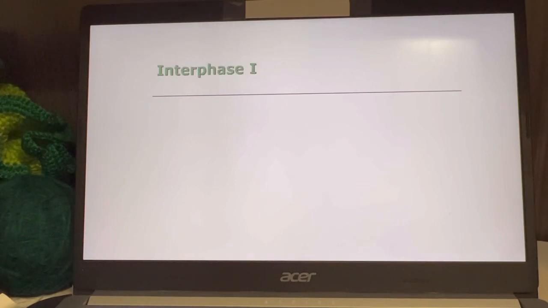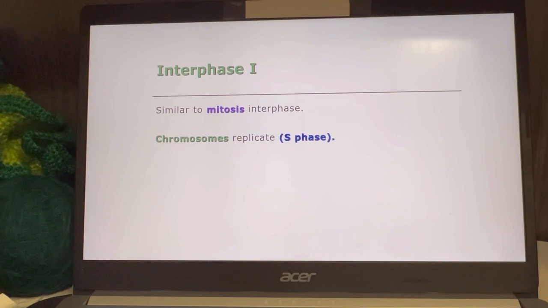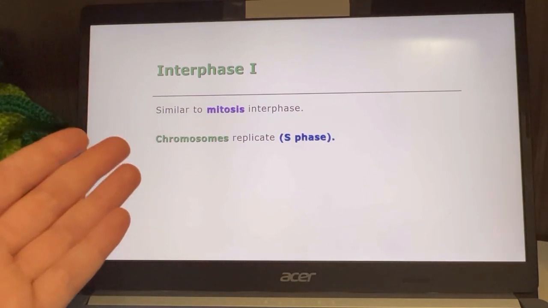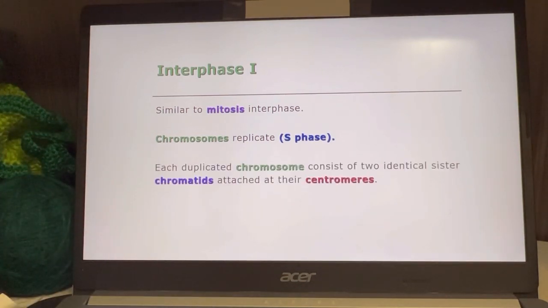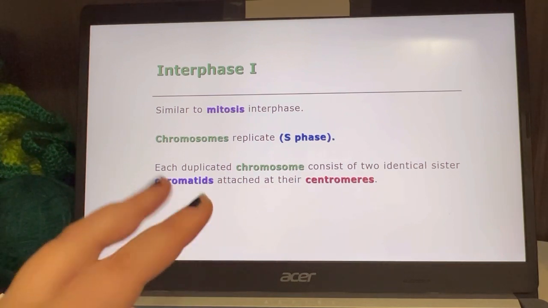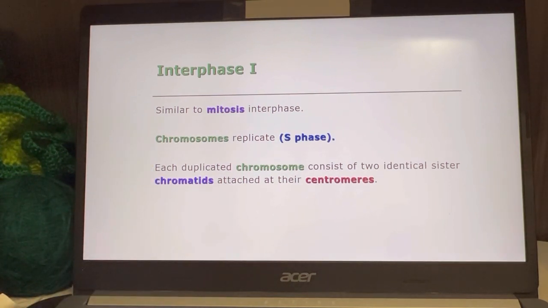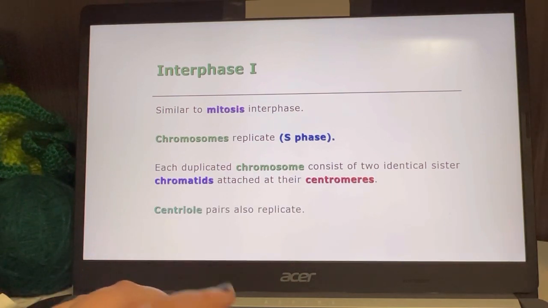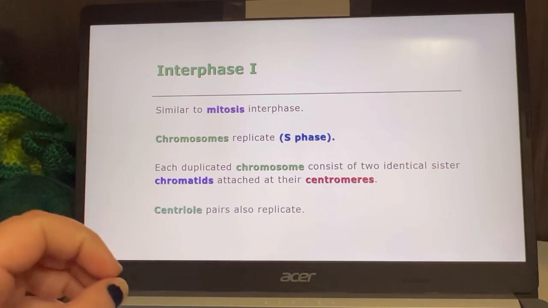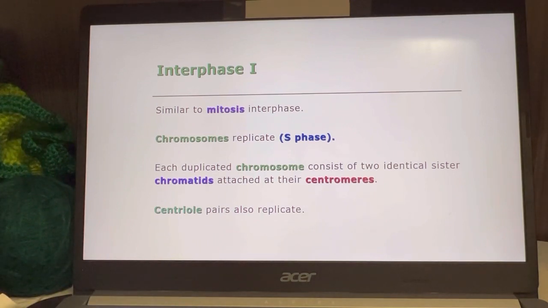All right, interphase 1. It is similar to mitosis interphase. So chromosomes replicate, so that's the S phase of interphase. Each duplicated chromosome consists of 2 identical sister chromatids attached at the centromere. And the centriole pairs also replicate. So don't forget, the centriole is what creates the spindle fibers that come into play in metaphase and anaphase.